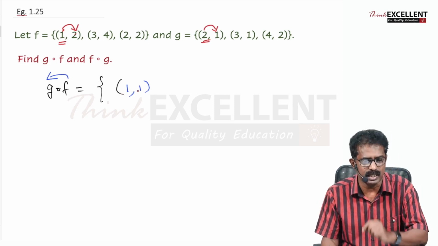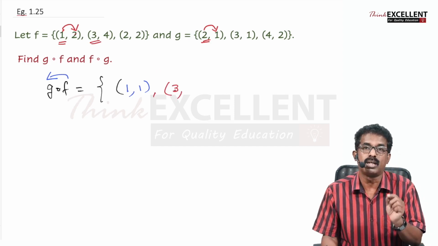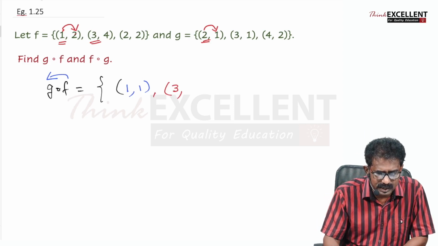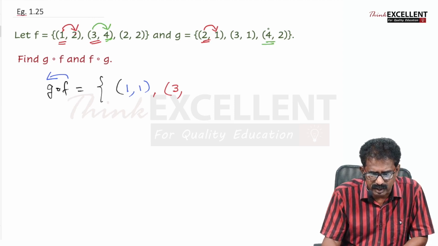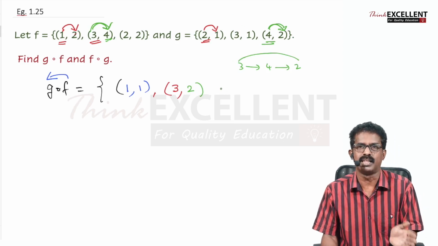I'll explain the next one so you can understand better. Now in F we take the second number. What's the second number? 3. So you write 3 here. We want to find the image of 3. The 3 is related to which number? 3 is related to 4. Now that 4 you see here, that 4 is related to 2. So 3 is related to 4 and that 4 is related to 2. So overall, what can you say? 3 is related to 2.